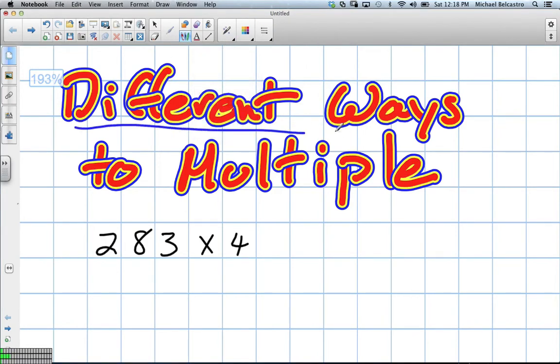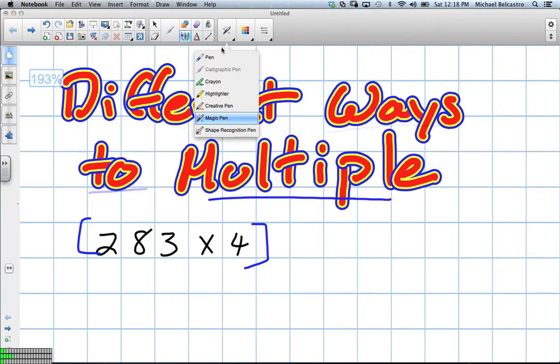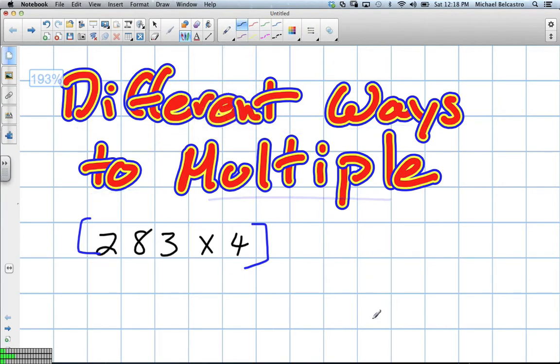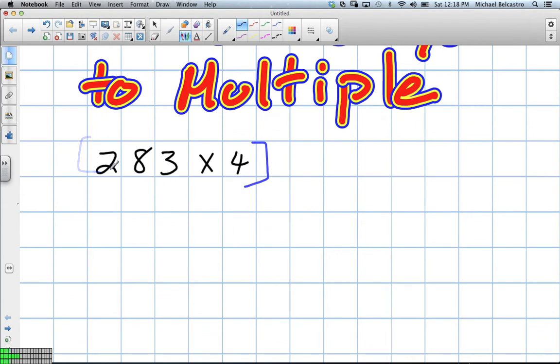Okay, we're going to work on different ways to multiply. So we've been given this question, and I'm going to show you 2 different ways to multiply them. Now, one way, which they usually show us in school, is you put the larger number on top, so this one has 3 digits.